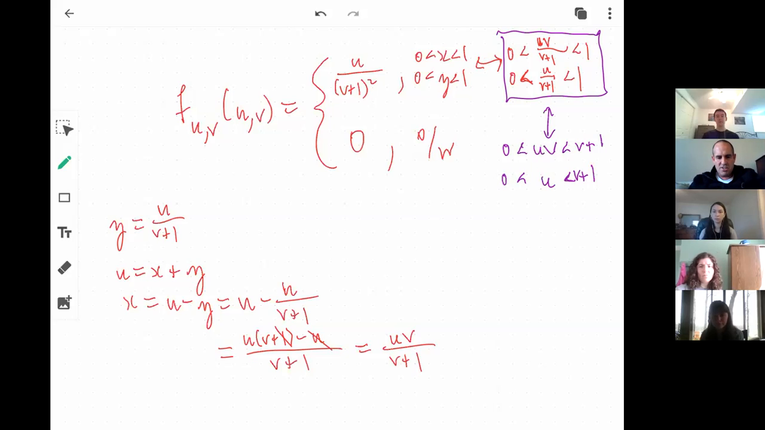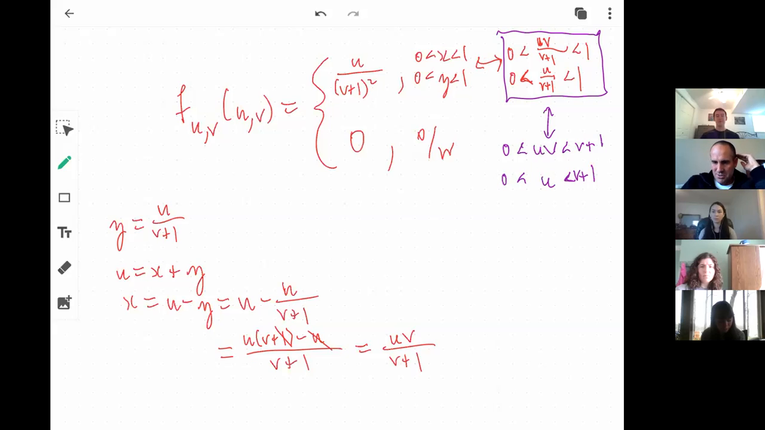The reason it just ends up being the inverse of the Jacobian is because the density here was just 1 for these uniforms. So, yeah. That's some next level stuff there.